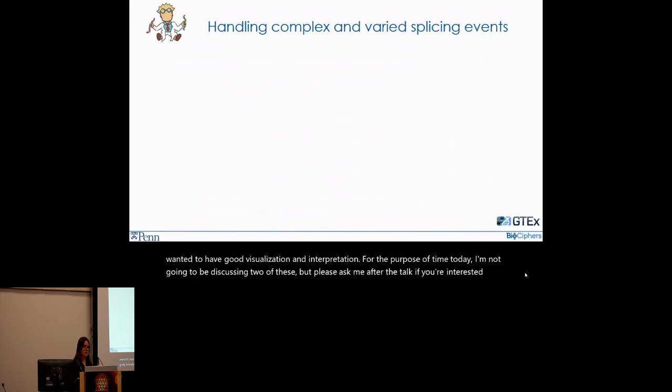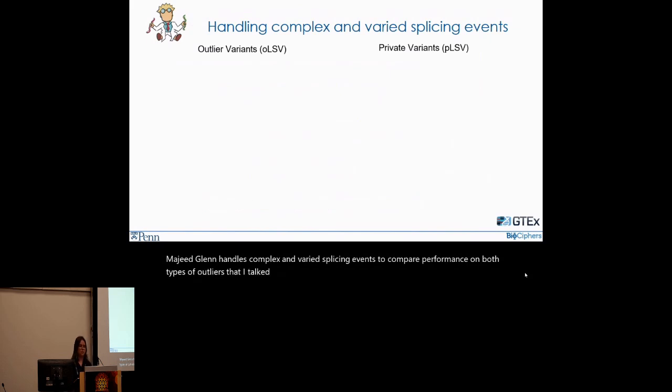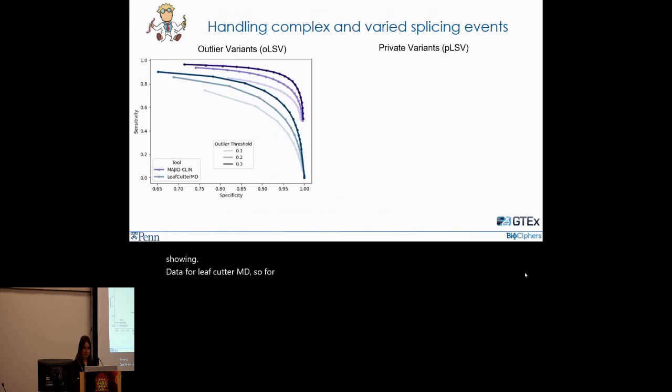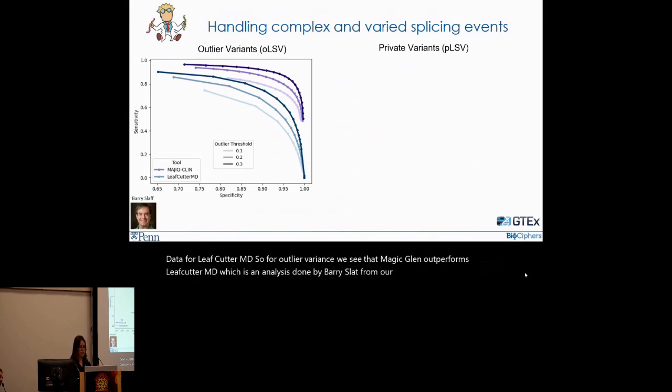So MAJIQ-CLIN handles complex and varied splicing events. To compare performance on both types of outliers that I talked about, we created synthetic data sets, including both of these types of outliers. And we compared performance across two commonly used tools, Leafcutter MD and Fraser. Due to some issues that we experienced using Fraser, some of these plots will only be showing data for Leafcutter MD. So for outlier variants, we see that MAJIQ-CLIN outperforms Leafcutter MD, which is an analysis done by Barry Slaff from our lab, especially at different thresholds.